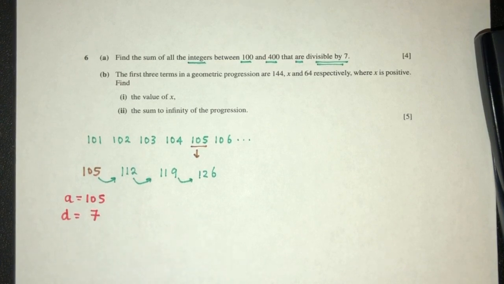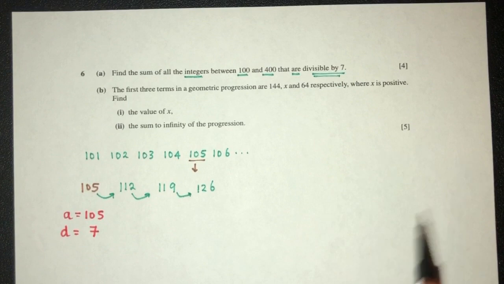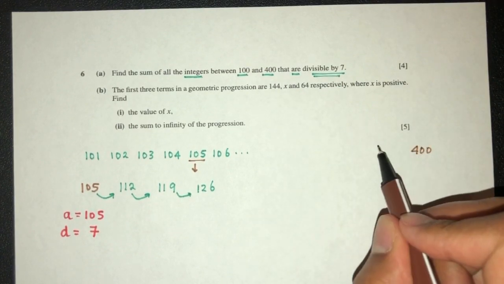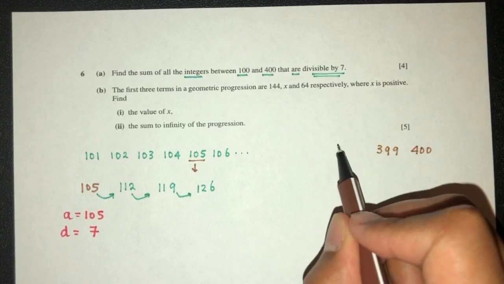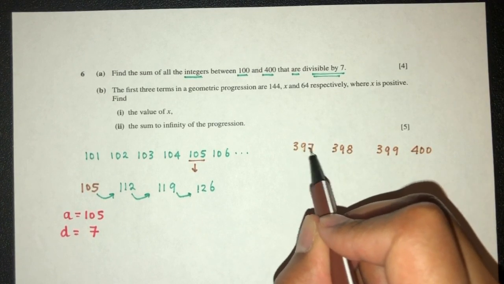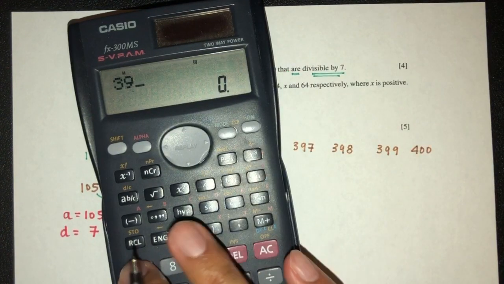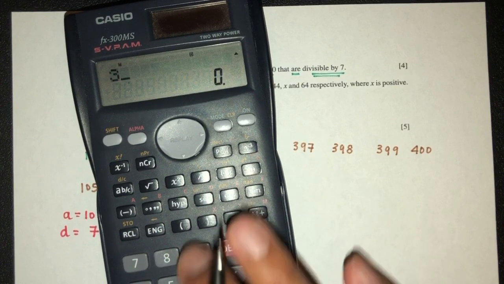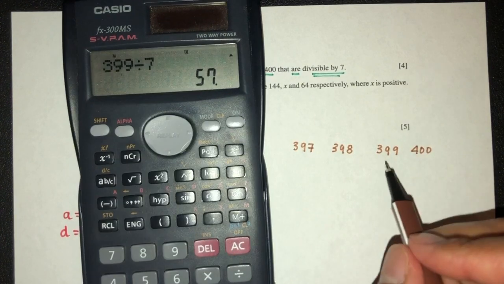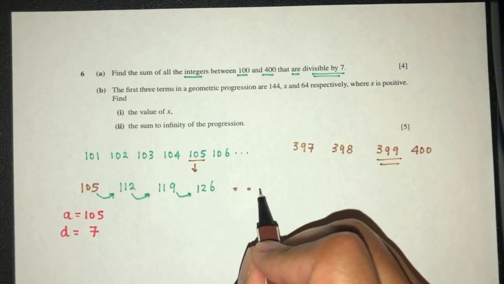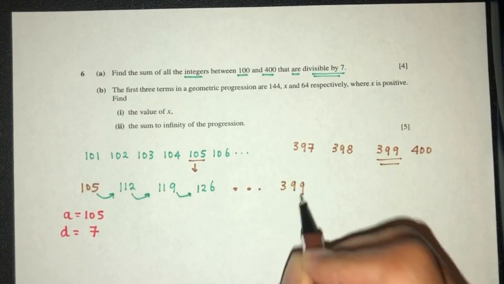Now, what is the last term of this progression? 400. What is before 400? We have 399, 398, 397. So let's check. 397 divided by 7? Nope. 398 divided by 7? Nope. 399 divided by 7? Yes, this one works exactly. So this is the last term, going on until 399.